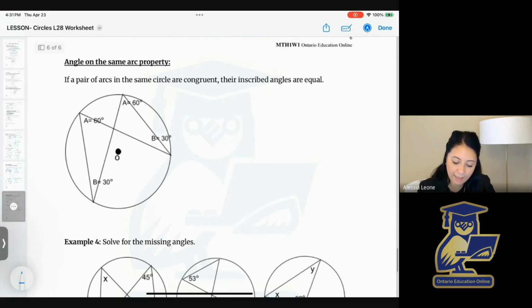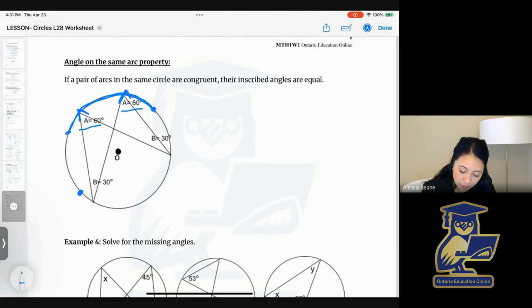Now we have angles on the same arc. If a pair of arcs in the same circle are congruent, their inscribed angles are equal. Sounds a little complicated, but if you see here, this is an arc. Let's choose these 2 points. This is the same arc. You have 2 angles on this arc. If 2 angles are on the same arc, the angles will be equal. You notice they are the same.